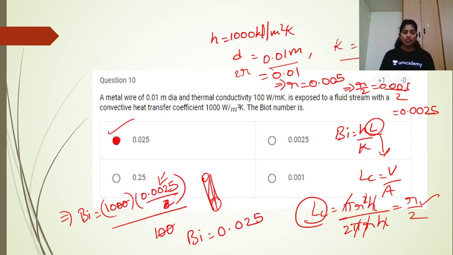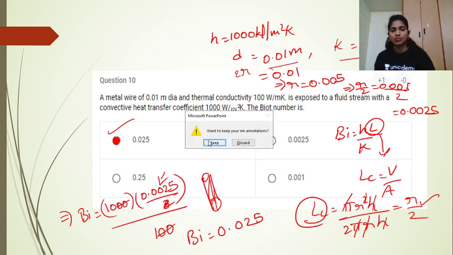If you have any doubts in the quiz, then post your doubts over here. Okay, I hope you are clear.